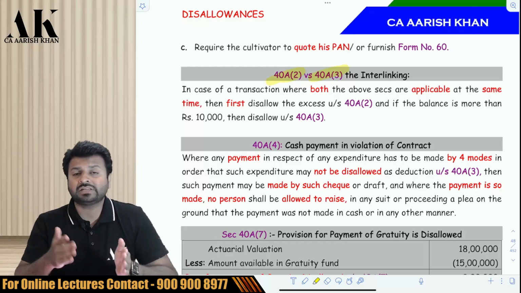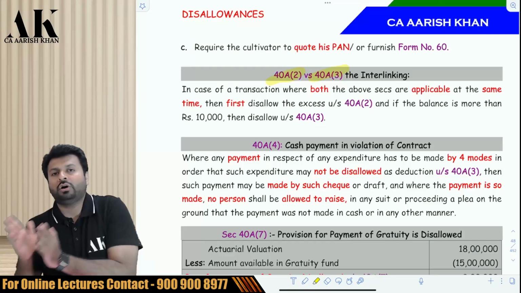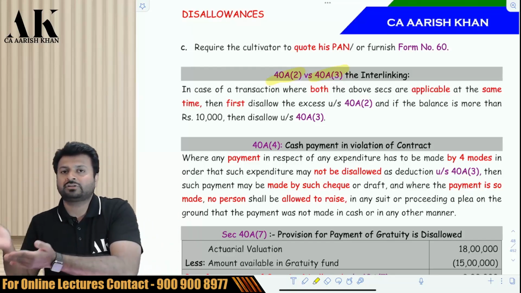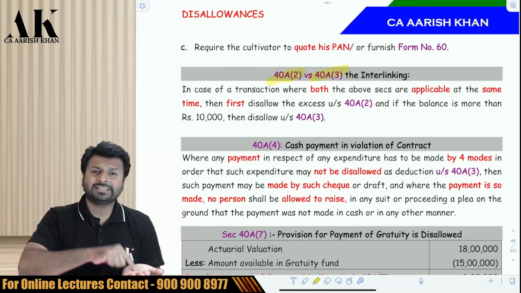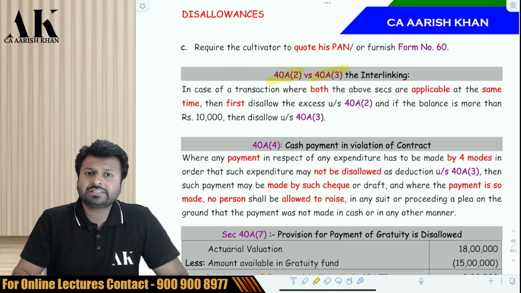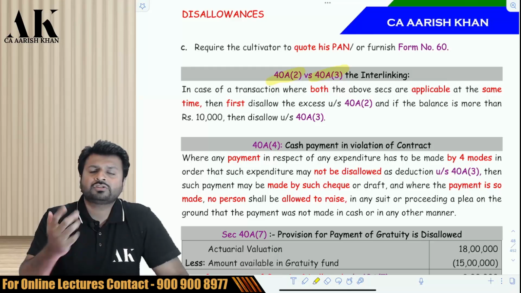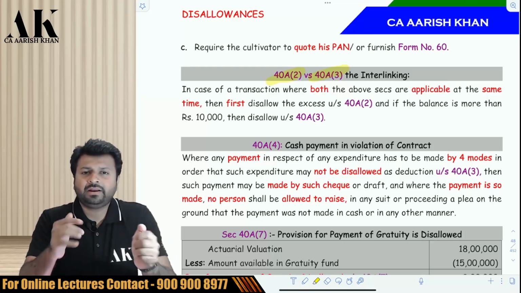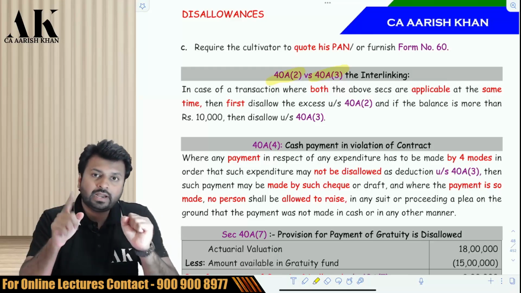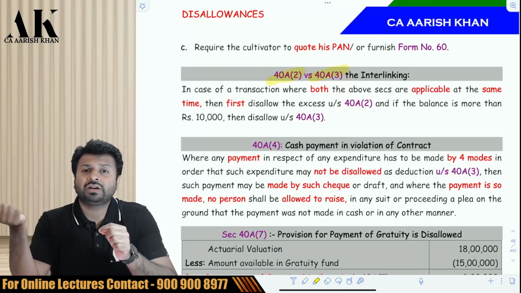Then how to apply the provision? In that case, the law says that you have to follow the order of the law. The section which came first has to be applied first, and the section which came later has to be applied later. So which section came first? Obviously 48.2. So under 48.2, how much have you paid? 1 lakh. What is the fair market value? 92,000. Therefore, 8,000 will be disallowed under 48.2.